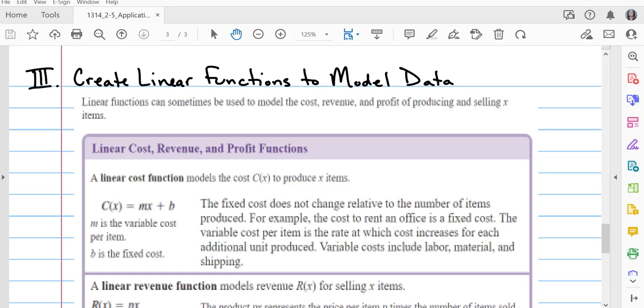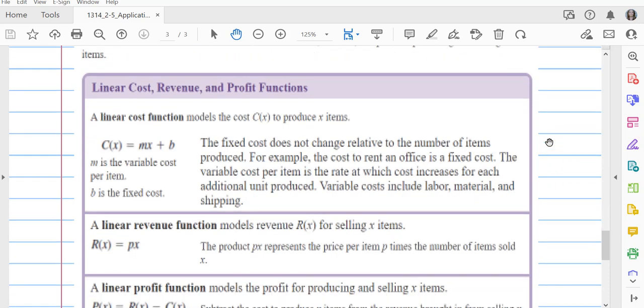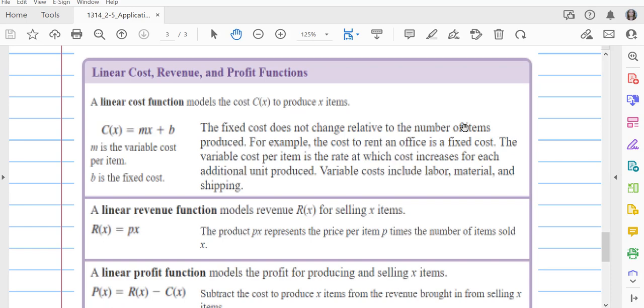Linear functions can sometimes be used to model the cost, revenue, and profit of producing and selling X items. And here we have the little box that's in the book for linear cost, revenue, and profit functions. What is a linear cost function? It models the cost to produce X items. If your cost function is linear, then you're going to have what's called a fixed cost, and that's the cost that does not change relative to the number of items produced. And it's going to be the B.